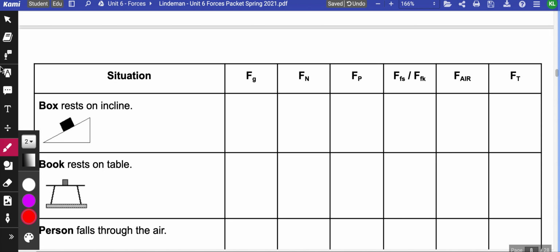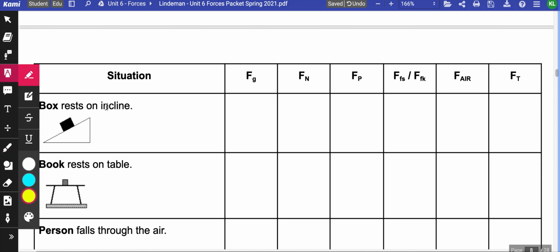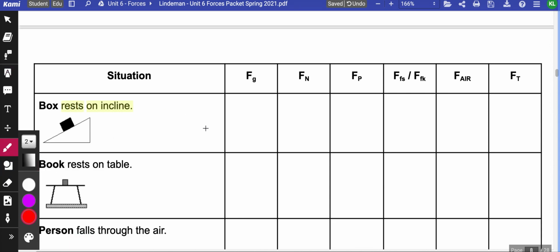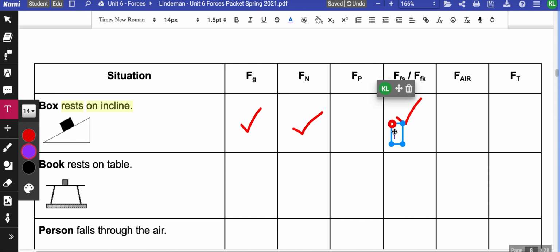Okay, so this next one. Box rests, and we're told it's resting on incline. On incline means that there's some sort of a ramp, but it's not moving, it's resting. Those are the real keywords there. So we are on planet Earth, so we have FG. We have FN because we are resting on a surface. And we have a friction force that is holding us in place, FFS, just to specify that.